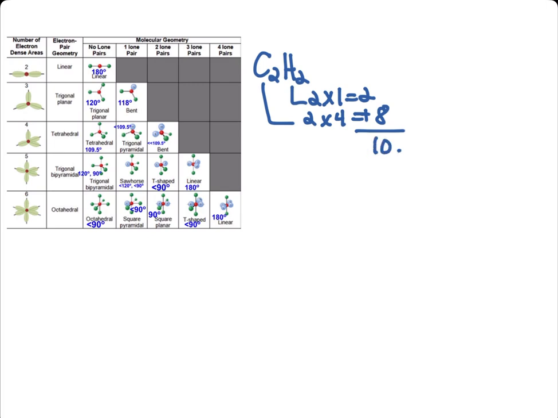Let's do another example. Let's describe the geometry of C2H2. 2 hydrogens plus 2 carbons is 10 electrons. The Lewis structure looks something like this. So this Lewis structure has all 10 electrons, and carbons are obeying the octet rule. So let's examine the center atom. This molecule has 2 centers.